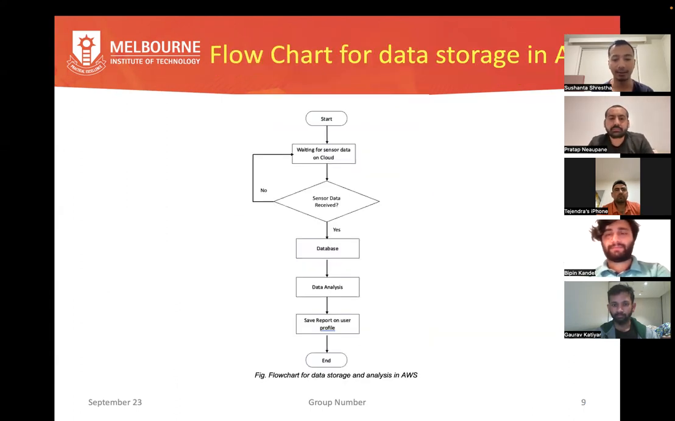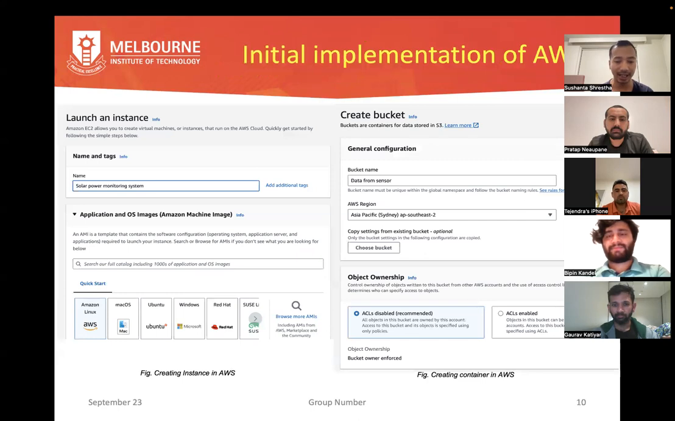The flowchart explains the flow of data when it arrives in the cloud from the sensor. We can see that when the data arrives, it is saved in the database, which is further forwarded for data analysis. Then the result is saved into the user profile. In terms of implementation, I have created an instance and a bucket in AWS.